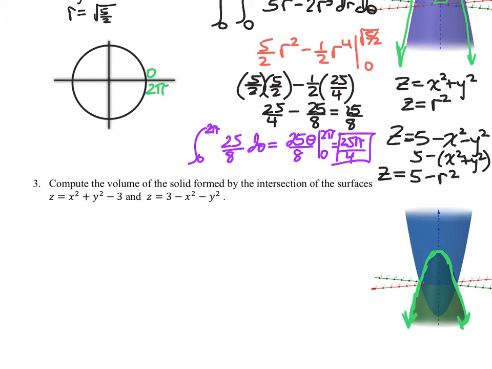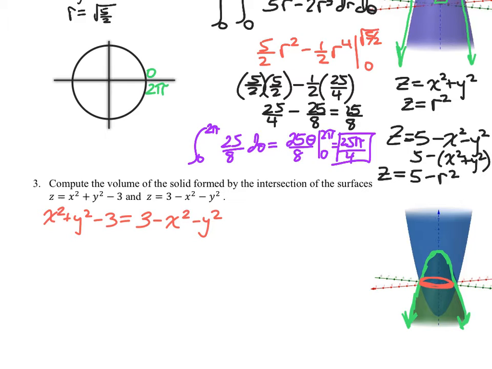All right, so what I'm going to need is the intersection, because again I have that ring in the middle, so somewhere they cross and they form some, could it be circular, maybe it's elliptical, I don't know, but there's going to be some sort of intersection that's a two-dimensional trace. All right, so I'm going to set x squared plus y squared minus 3 equal to 3 minus x squared minus y squared.